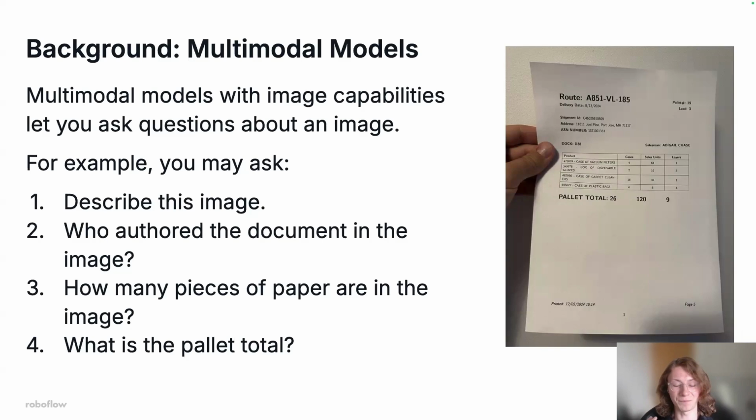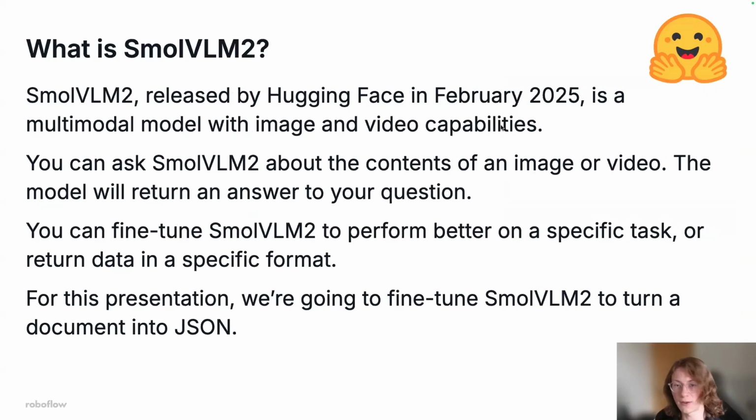Now, this is something that we've become familiar with in, say, ChatGPT, but there's an alternative to running a big model in the clouds and sending your data there. And that's fine-tuning an open source one that you can run on your own infrastructure. So that's where SmolVLM2 comes in. SmolVLM2 was released by Hugging Face earlier this year. It's multimodal and has both image and video capabilities. Now you can ask SmolVLM2 about the contents of an image or video, and then it will return that answer to the question. Now, luckily for us, the topic today is fine-tuning SmolVLM2.